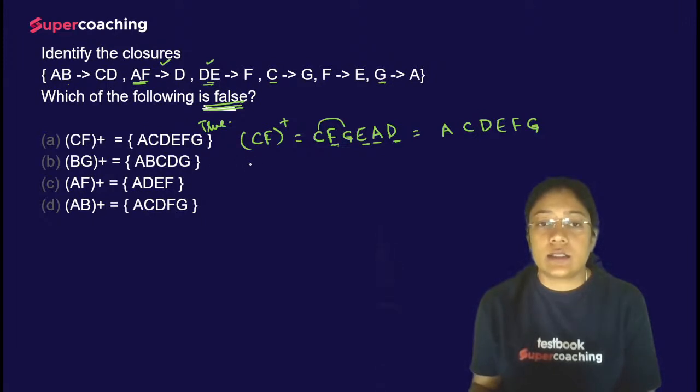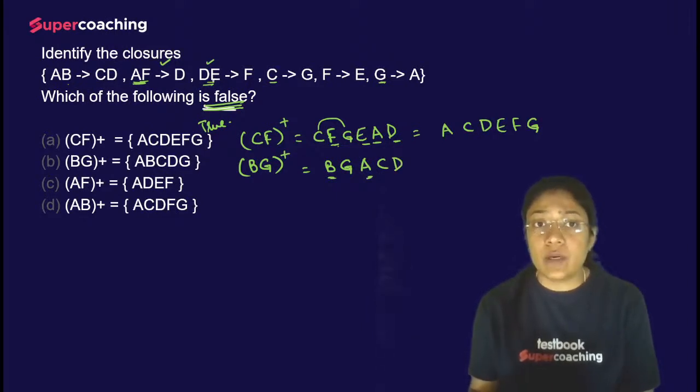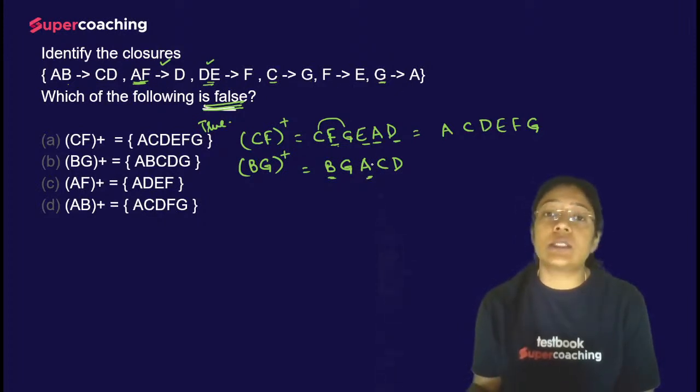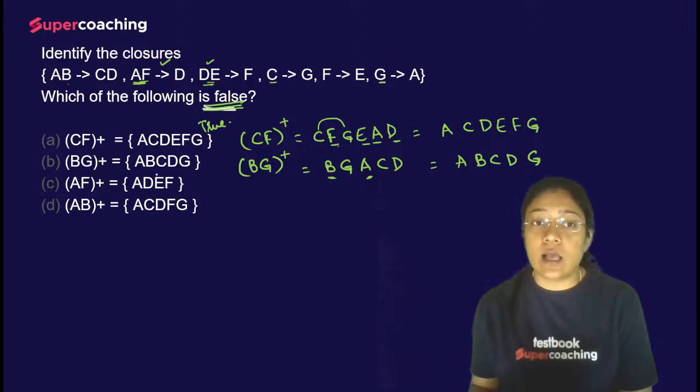Okay, let's complete this question. BG closure: BG will be determining itself, and G is determining A. Now we have A and B. AB is determining CD. Then F is not available. E is not available. C has already determined G. F is not available. G is determining A. So that's it. So this comes out to be A, B, C, D, G. Is this the answer? Yes.